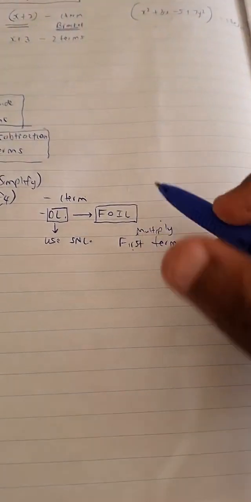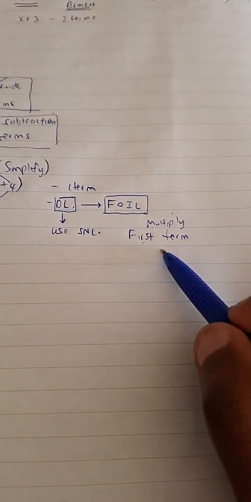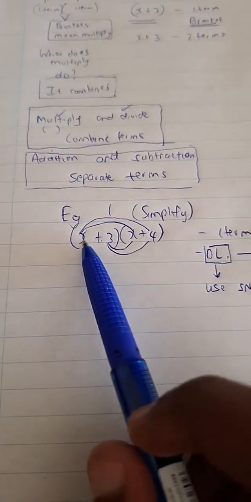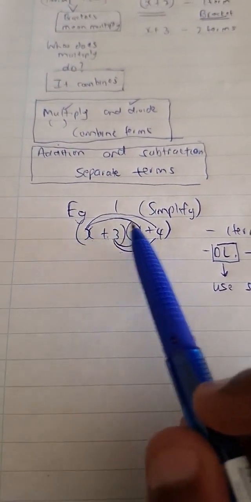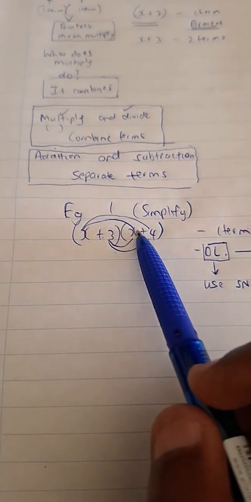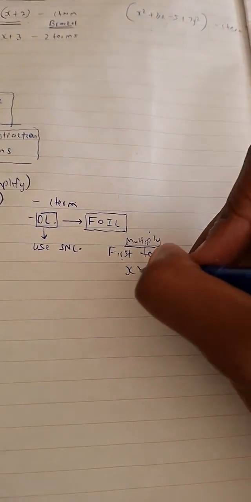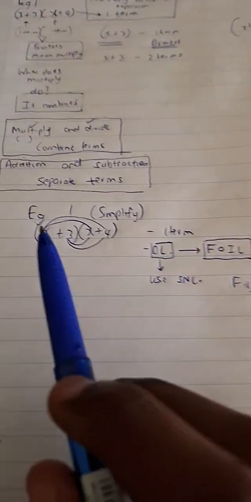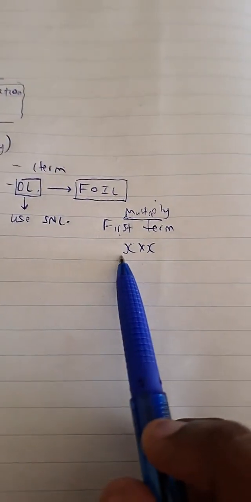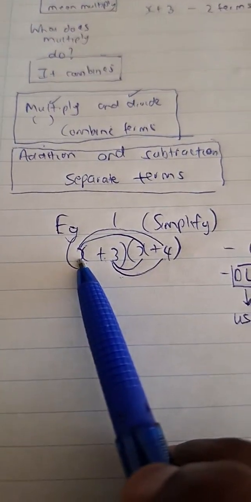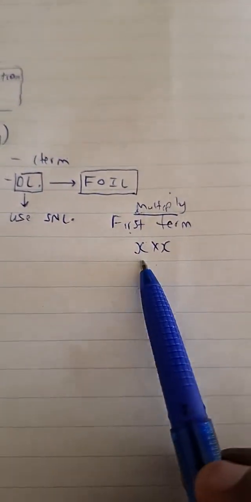F stands for first terms. Our first terms inside the bracket are x and x. What must we do? Multiply them. Are we together? So we take this x and this x. It's like saying x times x. The x is positive. This x is positive. That's our first terms. Are we together?